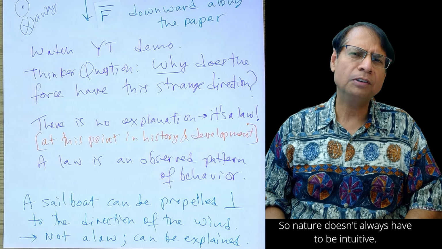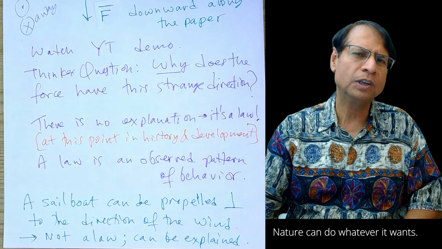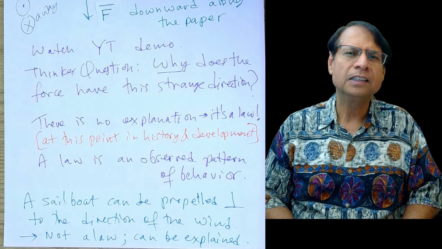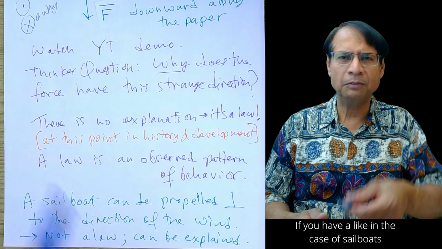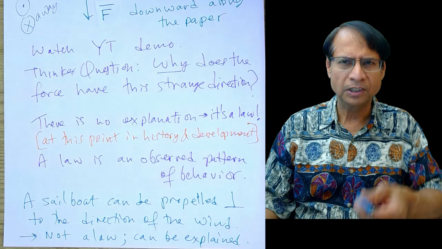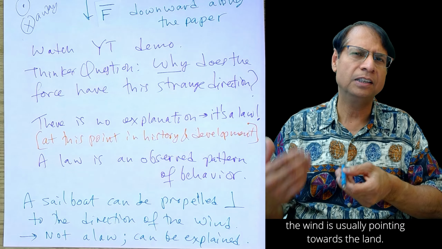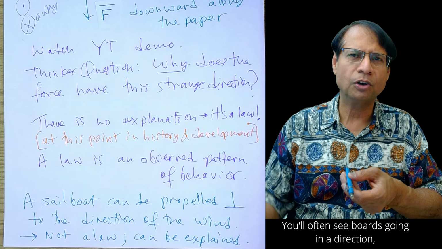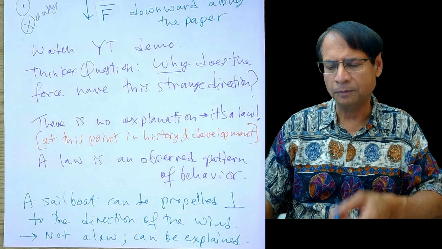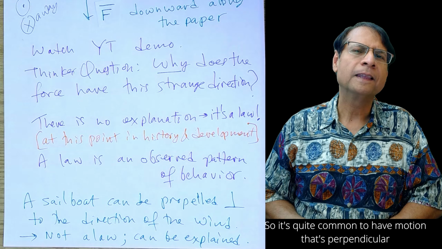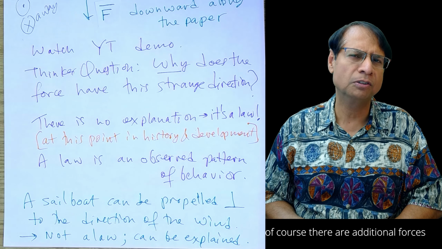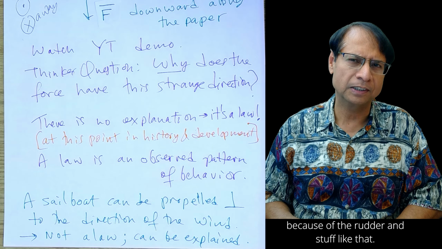So nature doesn't always have to be intuitive. Nature can do whatever it wants. We are kind of just there for the ride. Incidentally, if you do sailing, this is not so surprising. In the case of sailboats going parallel to the shore, parallel to a beach, the wind is usually pointing towards the land. You have a sea breeze that's perpendicular. You'll often see boats going in a direction parallel to the beach, even though the wind is perpendicular. So it's quite common to have motion that's perpendicular to what seems to be the force. In the case of the sailboat, of course, there are additional forces because of the rudder and stuff like that.